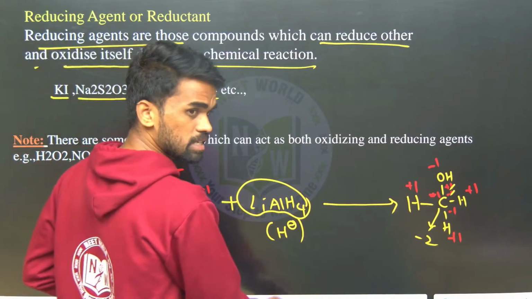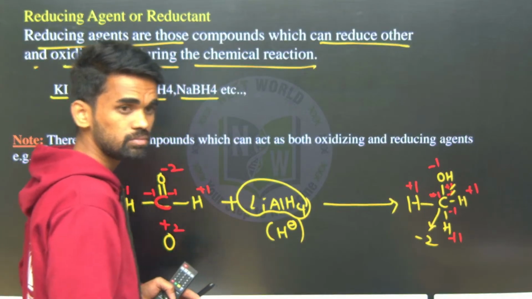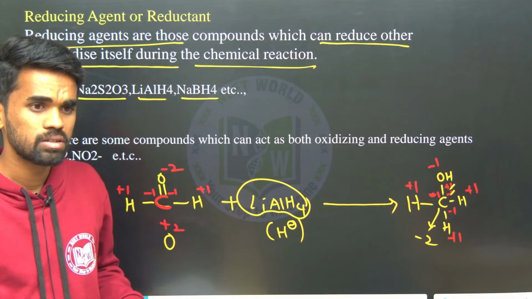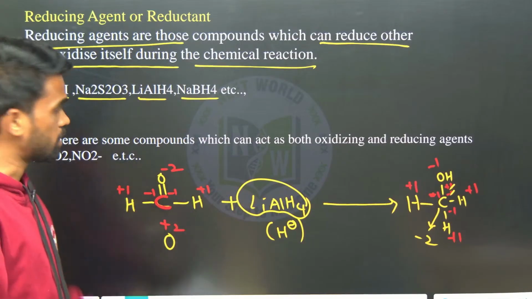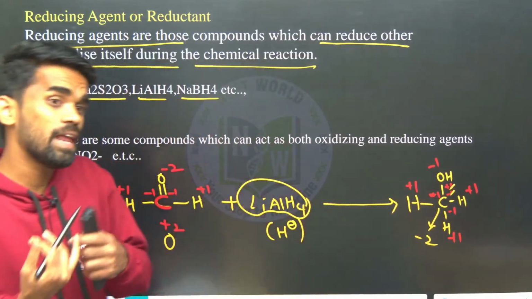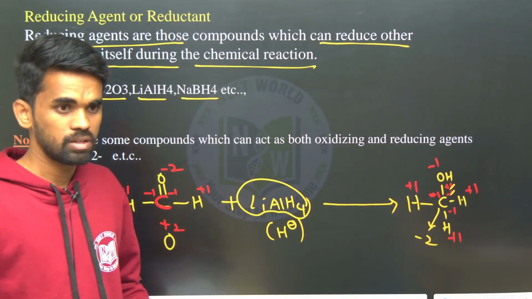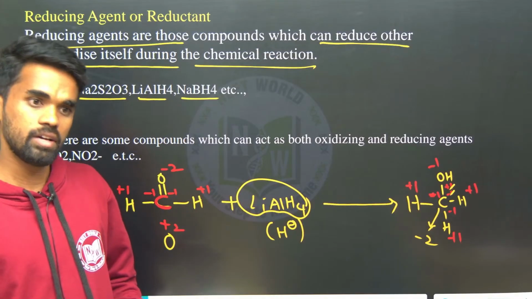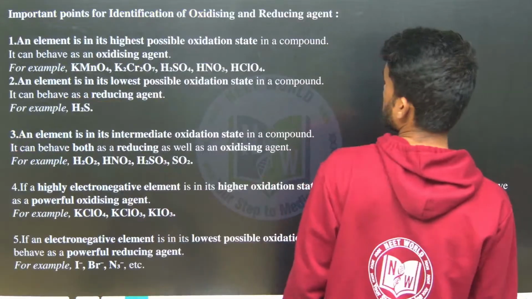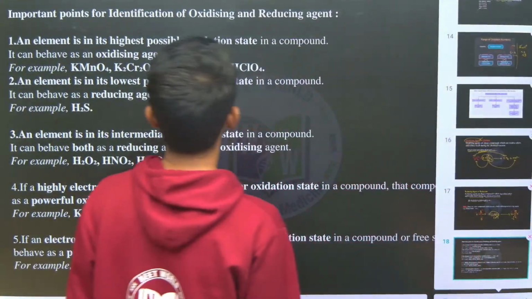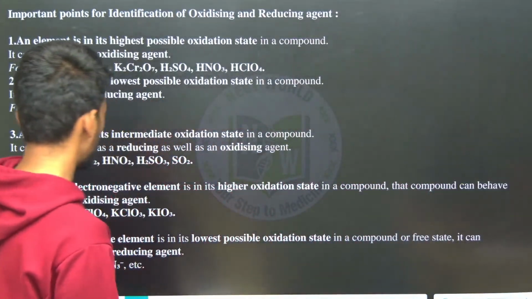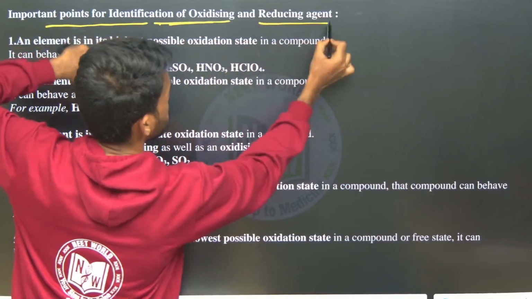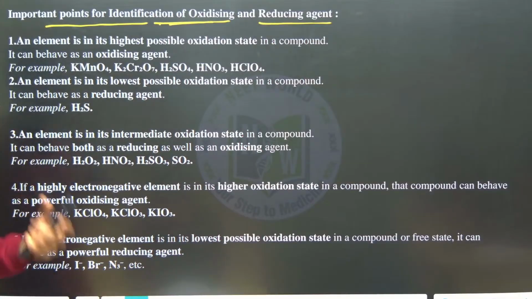Okay, is this clear or not? You can say that it adds hydrogen also. Addition of hydrogen is what? Reduction only. That is what it is doing here. Or addition of electrons also? Reduction only. This can also happen. Or removal of oxygen also? Reduction. Okay, now one more thing here. Important points you can remember for identification of oxidizing and reducing agents. How can we identify them?